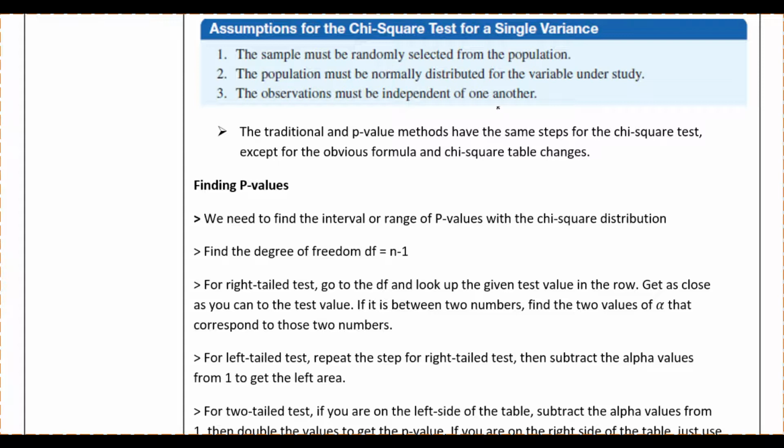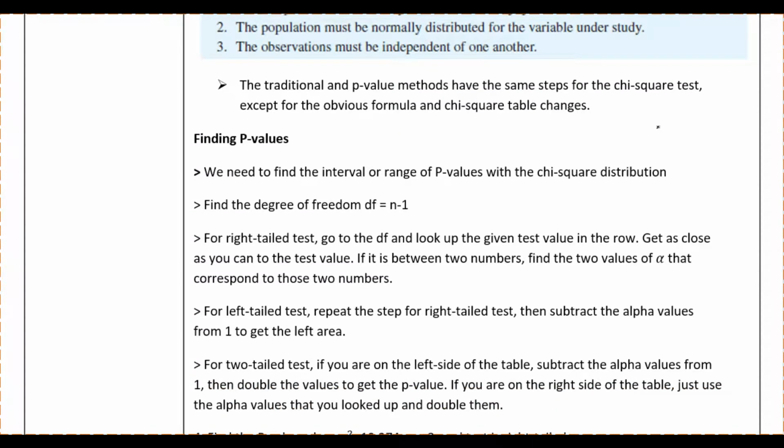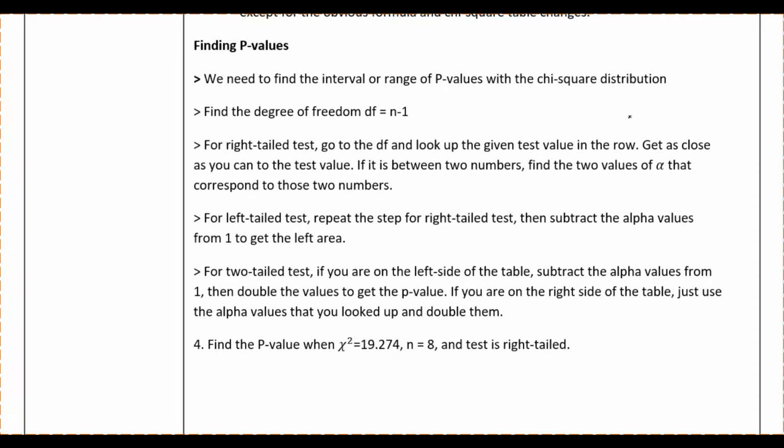So now we're going to discuss the traditional and the p-value methods when we do the problems. Remember that we had two ways to perform a hypothesis test, and these methods are going to have the same steps for the chi-square, except for the change in the formula and using the chi-square table. So we're going to show you how to find the p-values now.